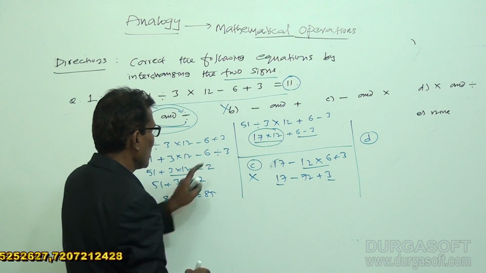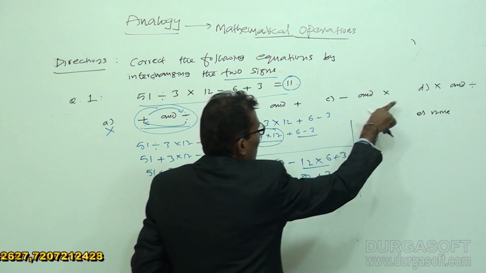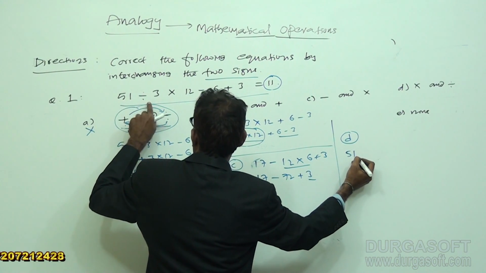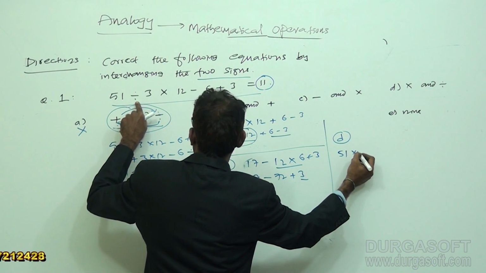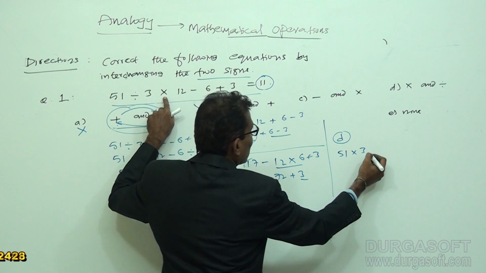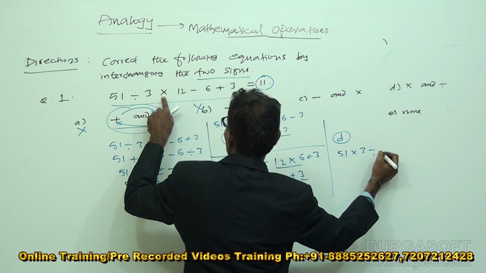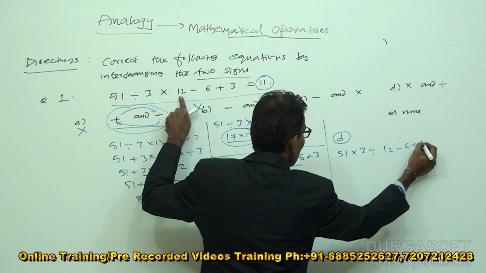Here we have done A, B, C, D. D is multiplication and division. So here 51, the division should be changed into 3, and the multiplication should be changed into division. So this is a division, 12 minus 6 plus 3.